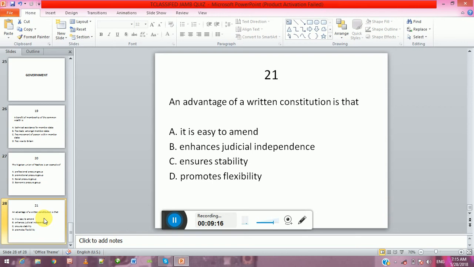An advantage of a written constitution is that A, it is easy to amend, B, enhances judicial independence, C, ensures stability, D, promotes flexibility.